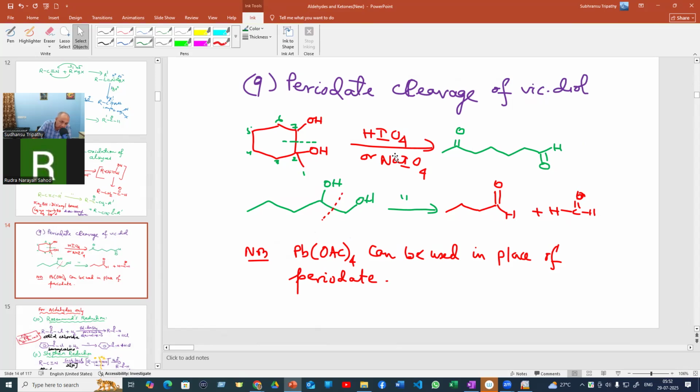You can use lead tetraacetate in place of periodate ion. This is a strong oxidizing agent. Lead is in the +4 state, and due to the inert pair effect, it quickly goes back to the +2 state, and hence acts as a very good oxidizing agent. It can be used in place of periodate. Write down periodate.